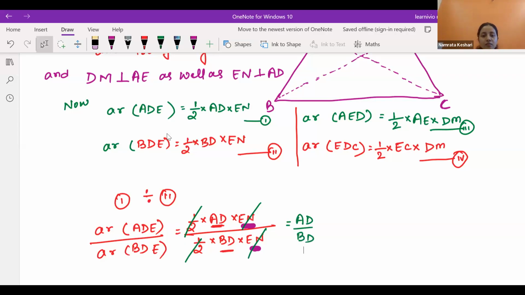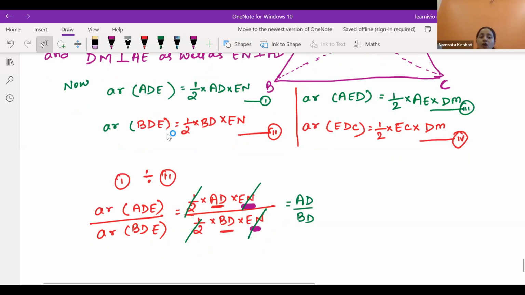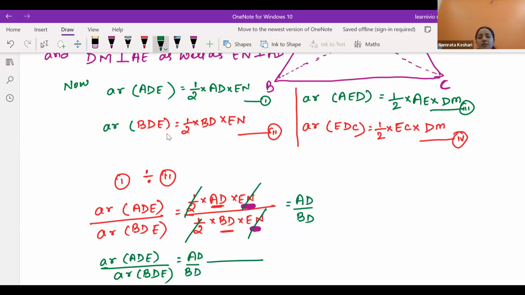So basically, you are getting the area of this triangle over the area of that triangle is equal to AD by BD. You can call this equation number 5. Similarly, we will be getting one more equation, 6, from the other two. You will be dividing equation 3 by equation 4.